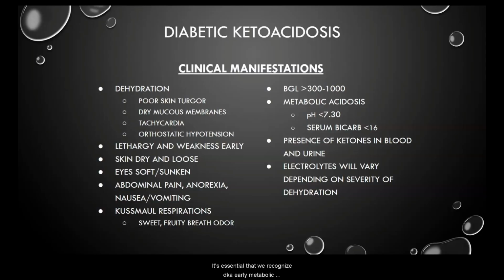It's essential that we recognize DKA early. Metabolic acidosis, you see a pH of less than 7.3. Their serum bicarb is going to be less than 16. Again, you'll see ketones in the blood and urine, and your electrolytes really could be all over the place, and it's going to depend on the severity of the dehydration.